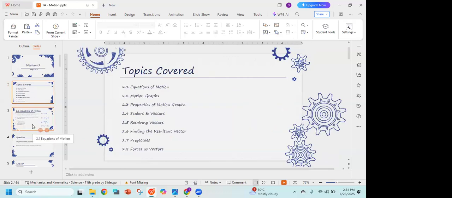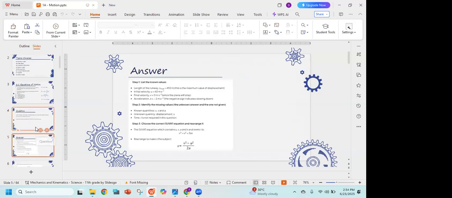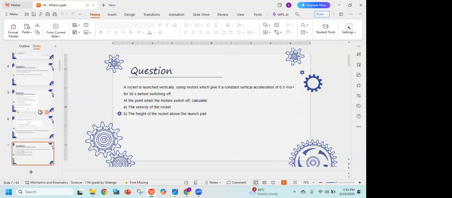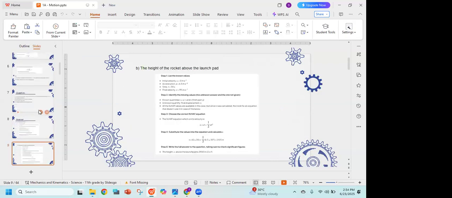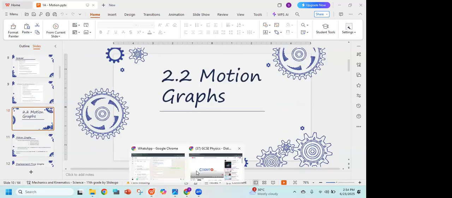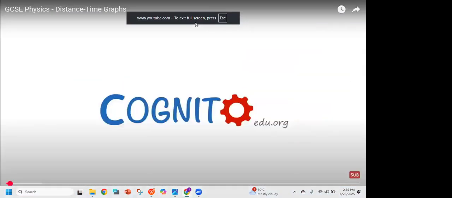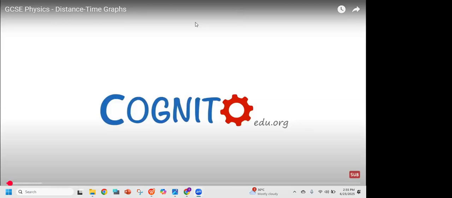In motion graphs, you have already studied at O-levels speed time graphs or distance time graphs, right? Same thing here, just to recap on what we've done last class. Let me show you a video on what these speed time graphs and distance time graphs are. Now this is basically a distance time graph, the basics of it. Let's observe.